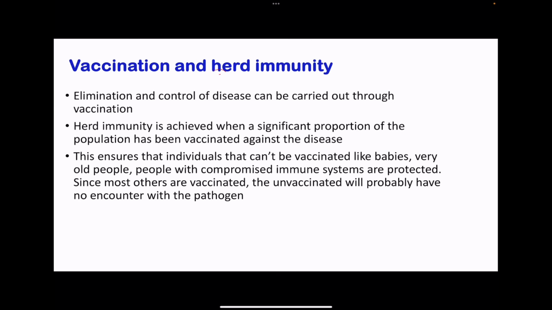Moving on to vaccination and herd immunity. Herd immunity can be achieved when a significant proportion of the population has been vaccinated against a specific disease, and this ensures that certain groups of people are protected, like those that cannot be vaccinated. This includes the babies, very old people, those who have compromised immune systems, and so many more. So if the biggest population is vaccinated, then those that cannot be vaccinated are not going to commonly come into close contact with sick individuals, and therefore the spread of that specific infection is going to be decreased, and that protects them from infection.